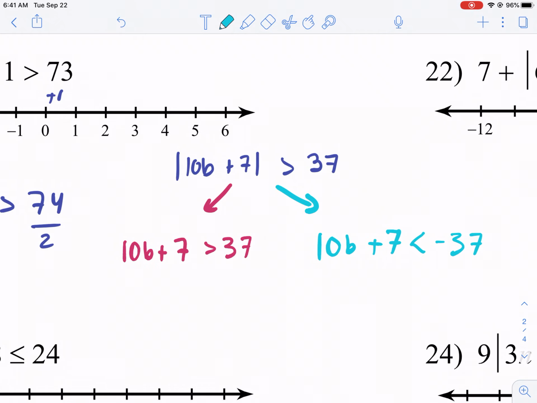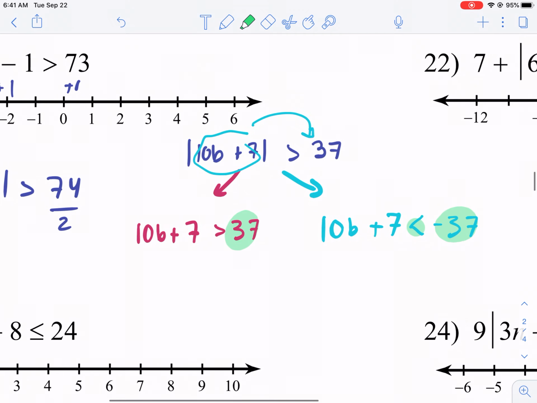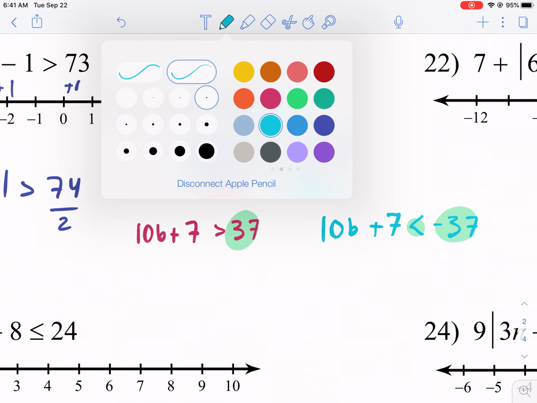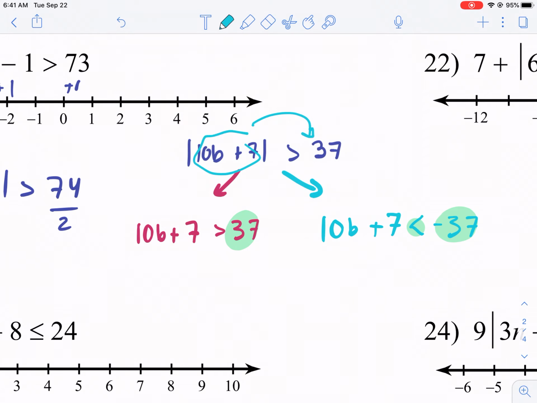And again, the reason why we do that is because this could be positive or negative 37, and it would go to positive 37. So that's why we make it 37 and negative 37, but we have to flip the sign. Flip the sign. Okay, let's go ahead and start with, let's give some love to the negative. So let's start there.